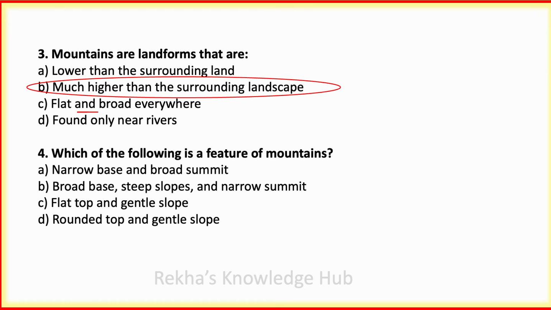Next one, which of the following is a feature of mountains? Narrow base and broad summit, broad base, steep slopes and narrow summit, flat top and gentle slope, rounded top and gentle slope. Which is the correct answer? Mountains can be recognized by a broad base, steep slopes and a narrow summit. So which is the correct answer? Option B is the correct answer. Broad base, steep slopes and narrow summit.